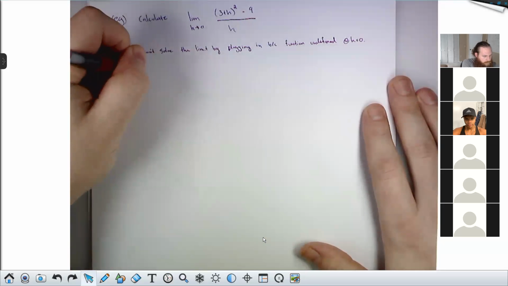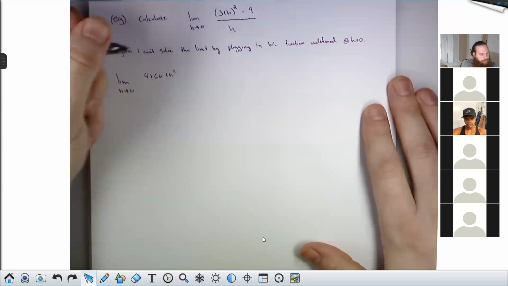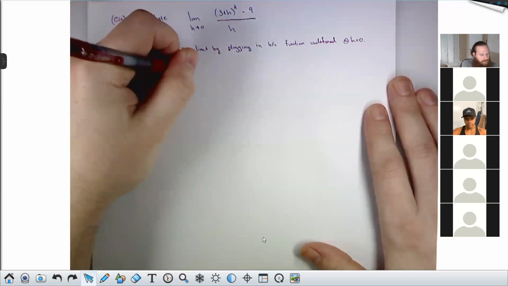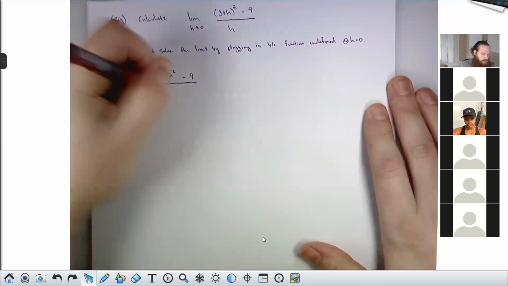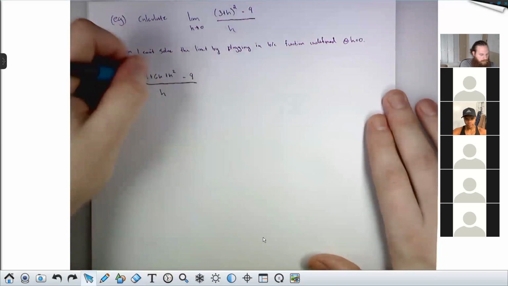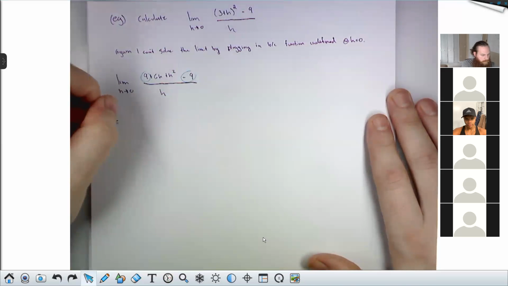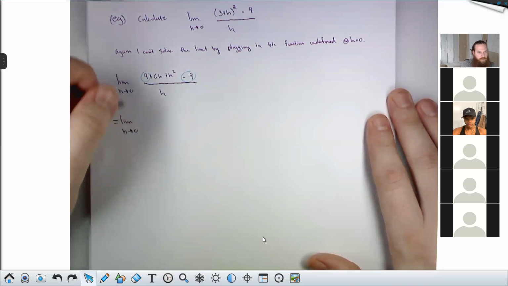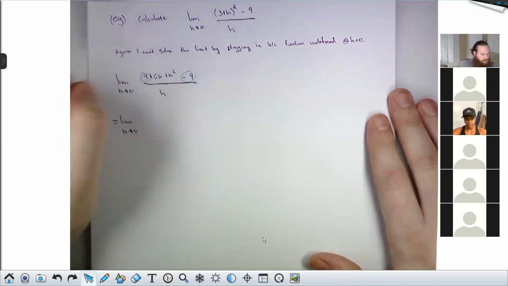3 plus h all squared is 9 plus 6h plus h squared. So my numerator is that minus 9, and my denominator is still just h. But of course, these 9s are going to eat each other up. This guy and this guy gobble each other up. So we get the limit as h goes to 0. And you want to be really disciplined about writing your equal signs, writing your limits. Good notation matters, and I'll be judging that a little bit more harshly in this class than I would in a non-honors class. So please don't forget to write your limits.